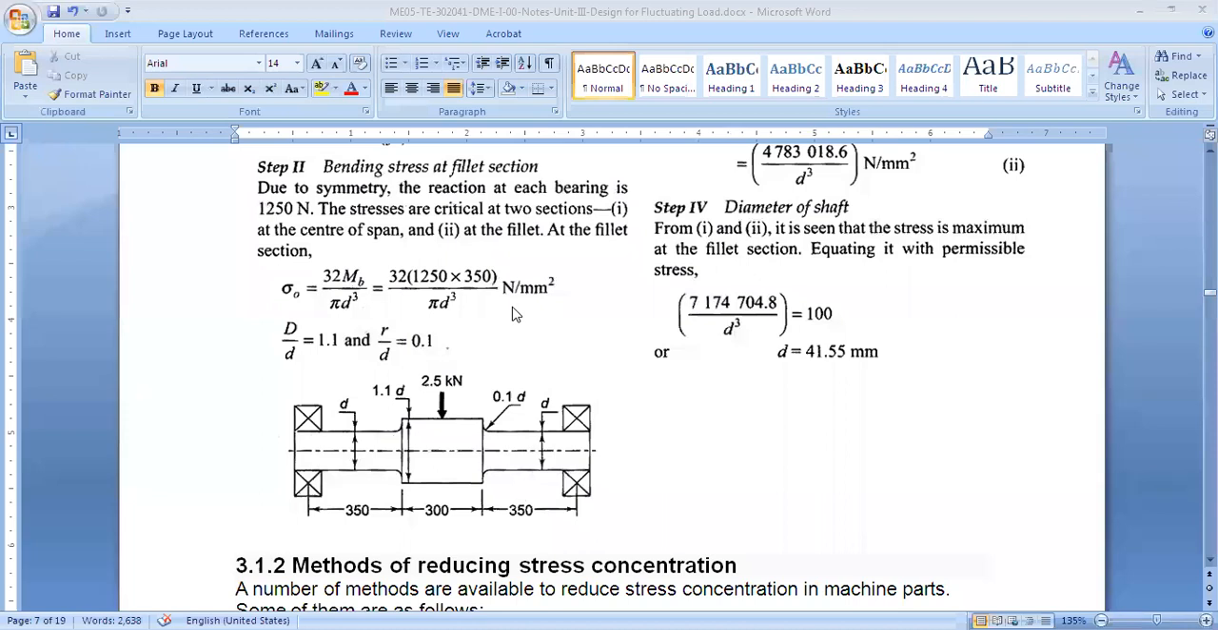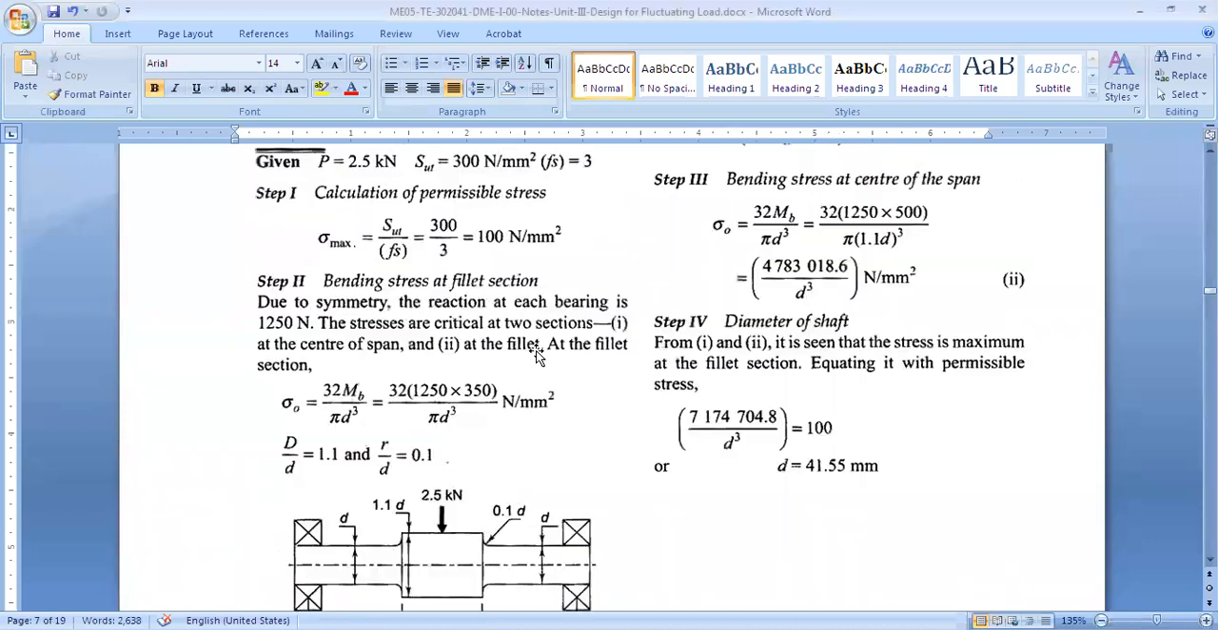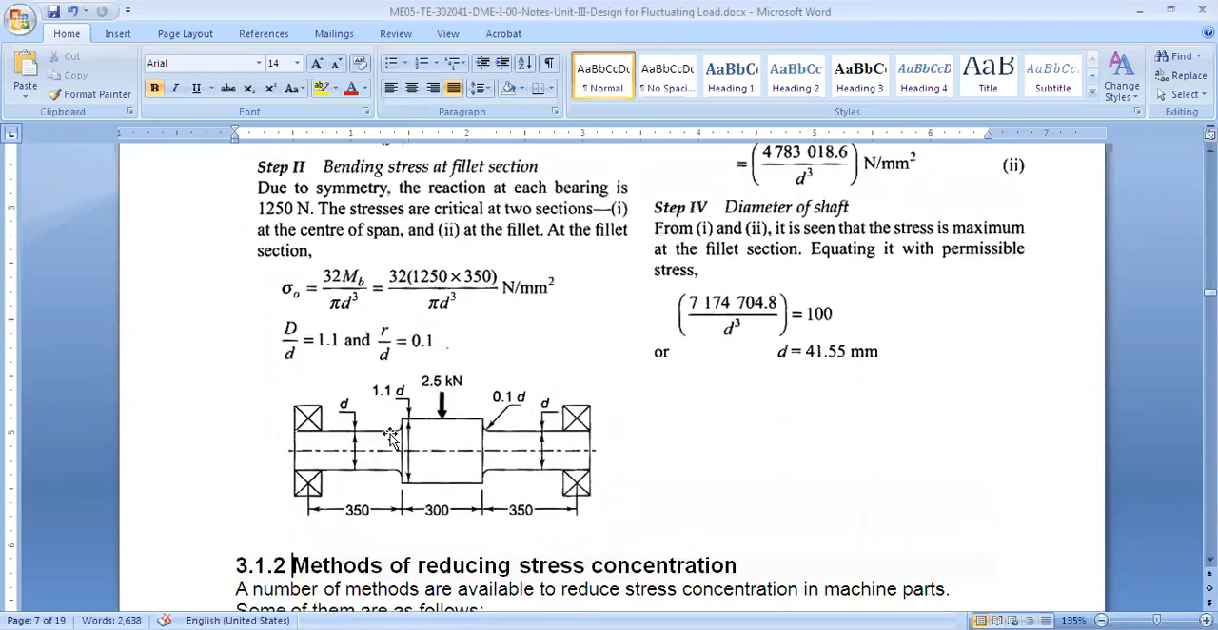So we have two diameters, D and the larger diameter 1.1 D. So failure might happen because of the stress concentration near the fillet, or the failure might happen at the center of the shaft, if you consider this as a beam, because of the bending, right? So we will find out the bending stress at the stress concentration place, where the fillets are there, and we'll find out the bending at the center, and we'll take whichever is the maximum of those.